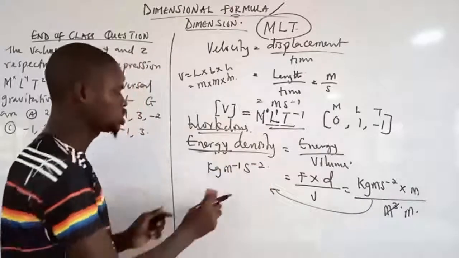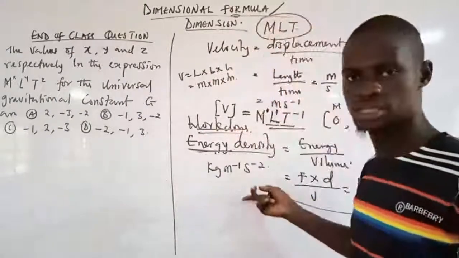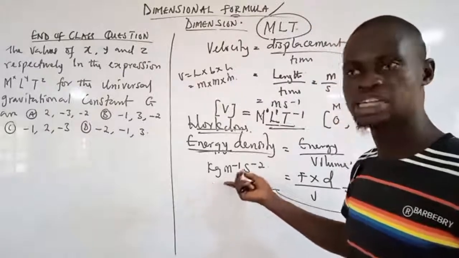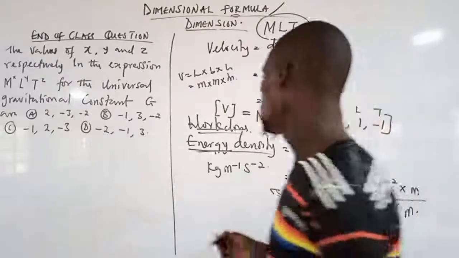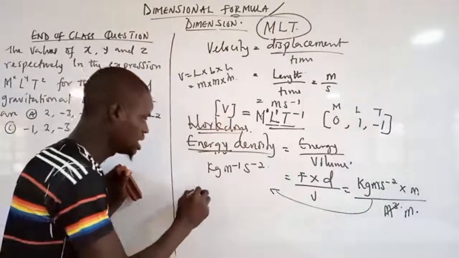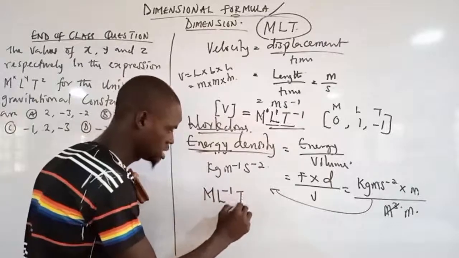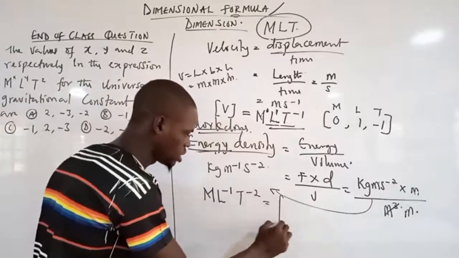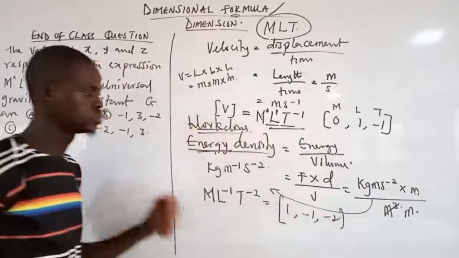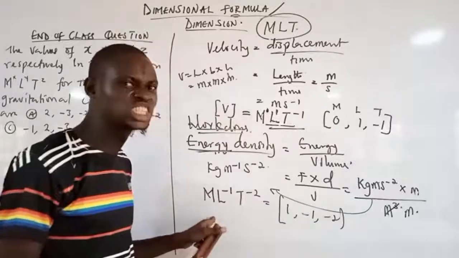Now, in dimension, I've been able to express this in terms of the derived units. Kilogram for mass, meter for length, seconds for time. So the dimension for energy density is M, L minus 1, T raised to the power minus 2, which will give rise to 1, minus 1, and minus 2. This is the dimensional formula of energy density.